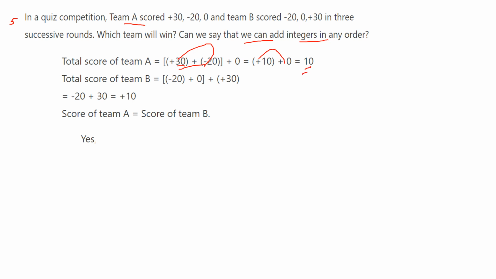Team B: minus 20 plus 0 plus 30. So first the bracket of minus 20 plus 0, after that plus 30. Inside the bracket, minus 20 plus 0 is minus 20. After that plus 30, here also subtract and put the greater number's sign. 30 minus 20 is 10, the greater number's sign is plus, so plus 10.